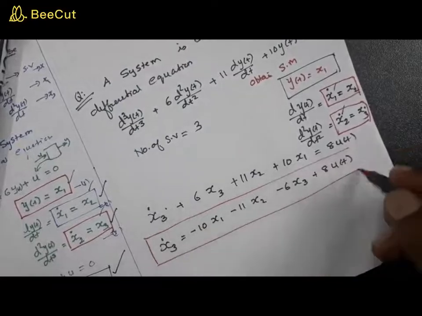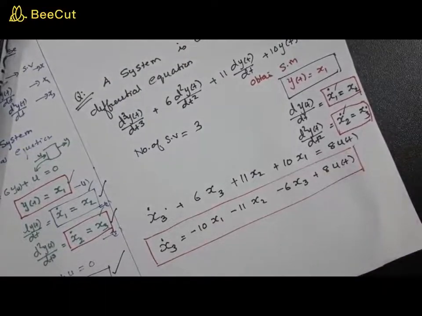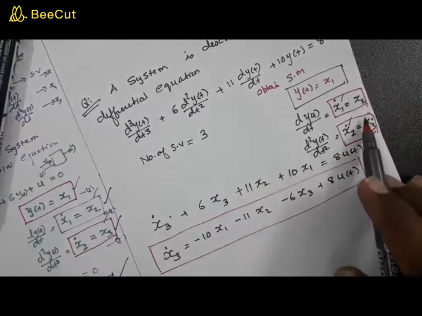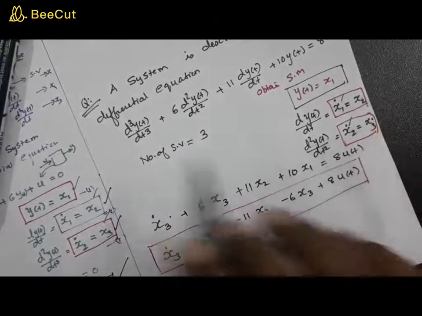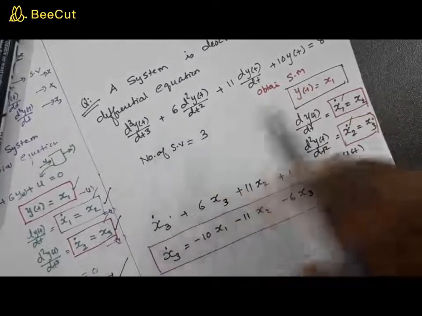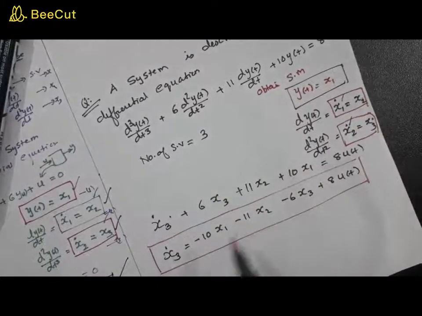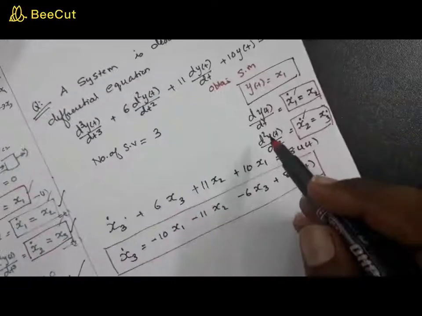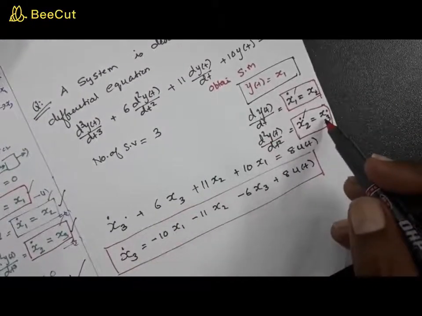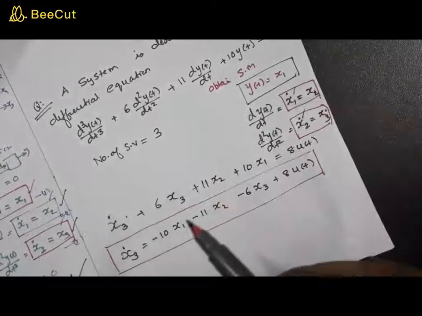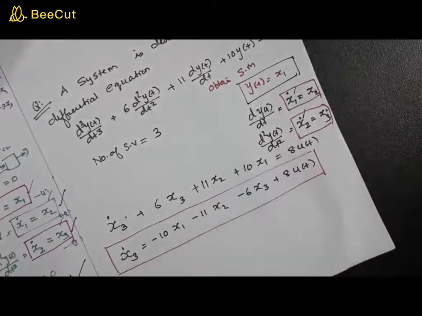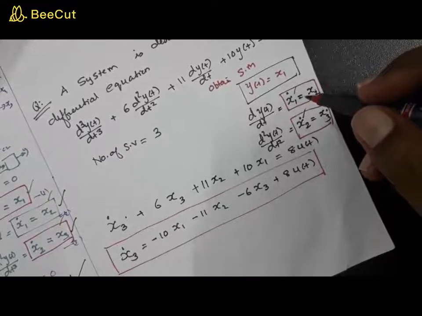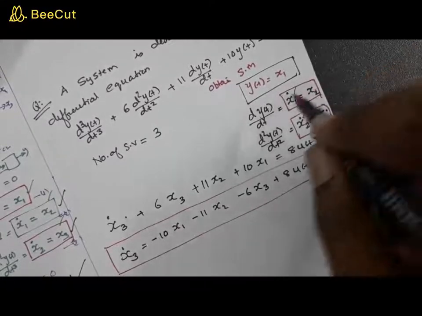Okay, right, so whenever you substitute this, you have to find out x3 dot. So x3 dot has to be represented in terms of the state variables. That's what we have done here. So instead of d square y of t by dt square, we already assigned this to be x3, so you can substitute it as x3. So we have got three first order derivatives of the state variables we have assigned.